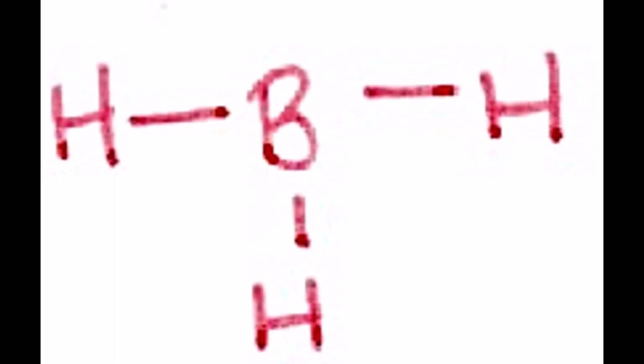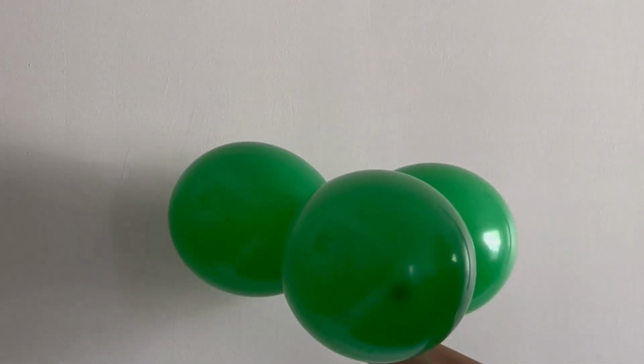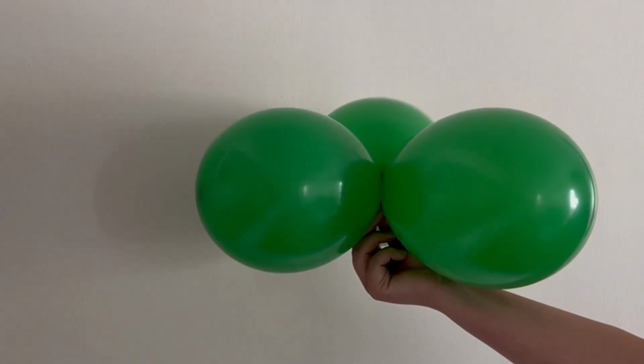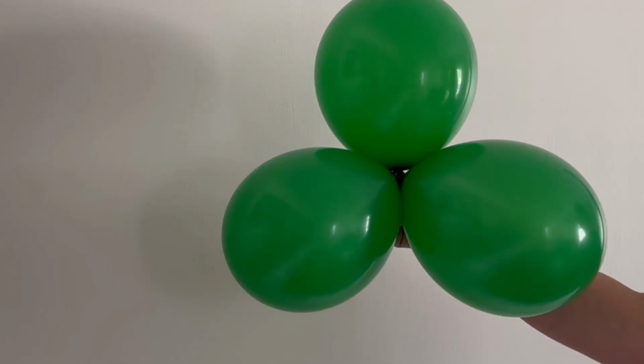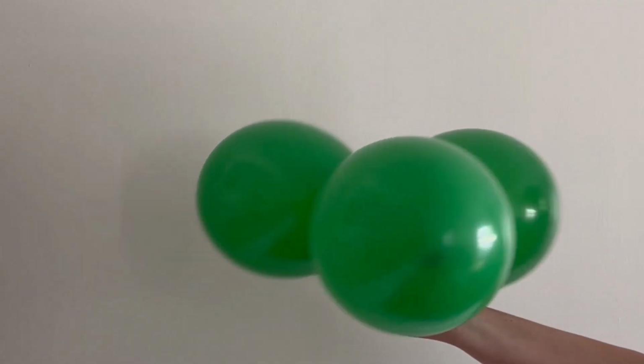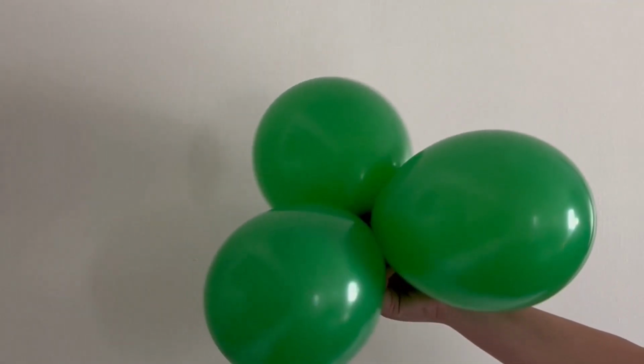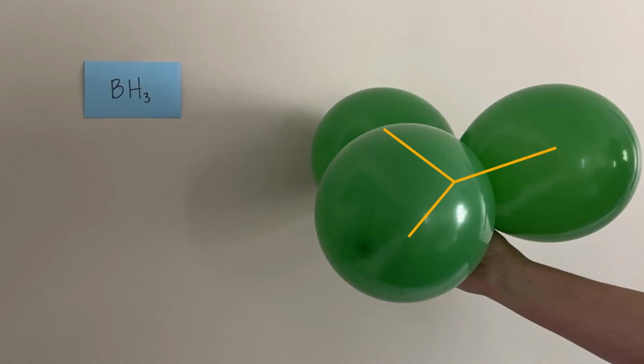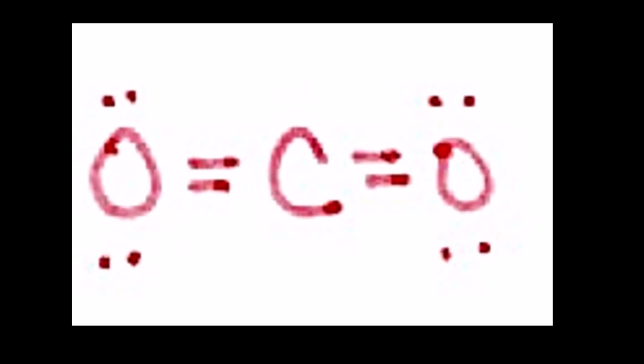Boron trihydride, or BH3, is an unusual molecule because boron doesn't follow the octet rule. It only forms 3 single bonds using 6 electrons. This causes the 3 hydrogens to separate, essentially forming a triangle on one plane. Sketch this structure and then use the simulation to identify the shape.